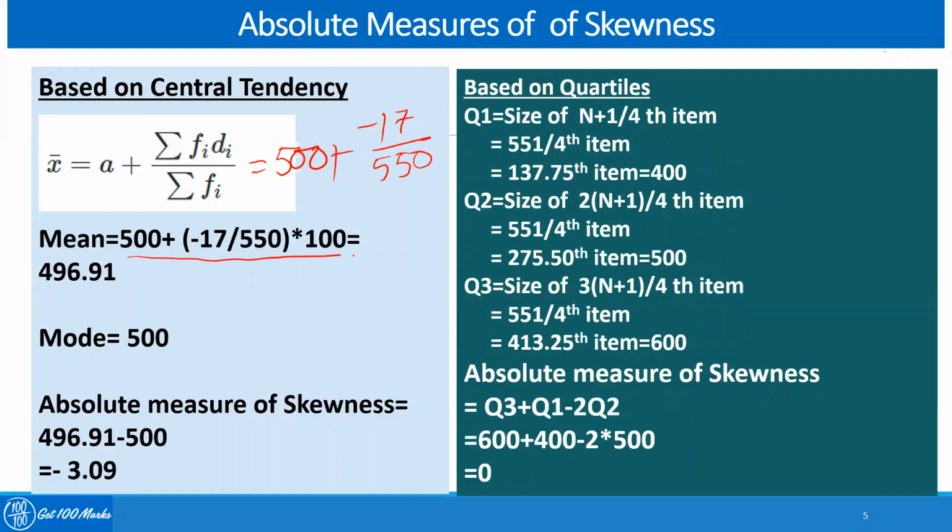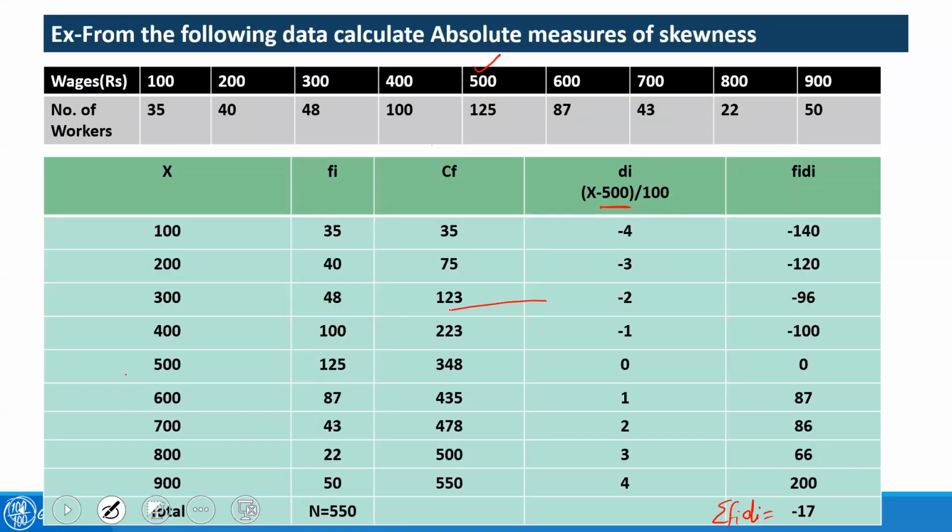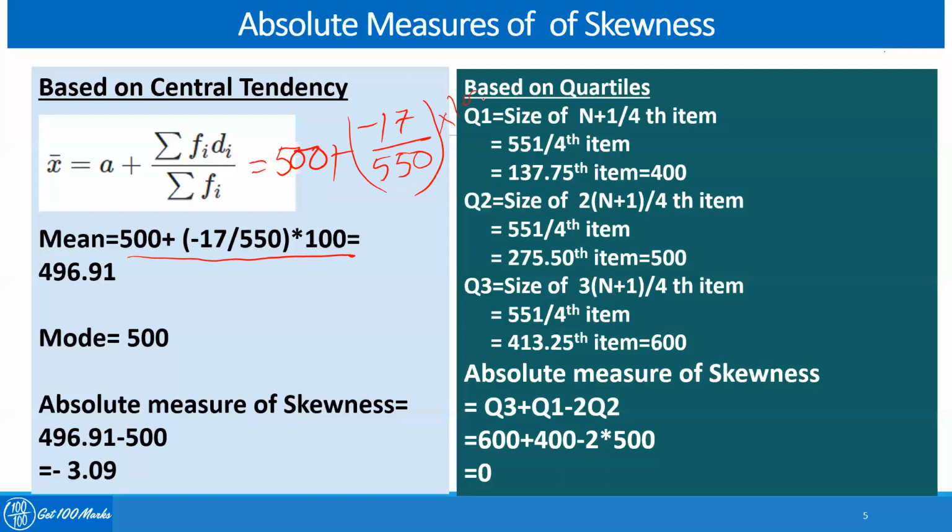And you can see here I have written it, and the entire thing is multiplied by the number you have divided by, that is 100. So we'll multiply by 100. In this particular formula, basically here the A was 1 because you divided by that. So summation fi di is multiplied by the number which you have divided by. You can write even i. So 500 minus 17 by 550 into 100, and I calculated, I got the mean value as 496.91.